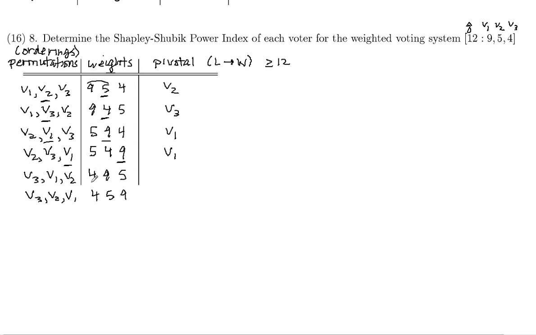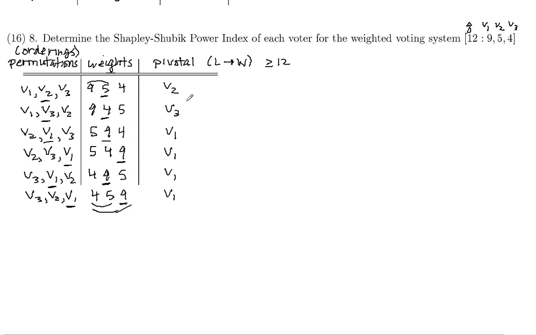4 is not enough to pass, but then 4 plus 9, if you add the first 2, you get 13. That is enough to pass. So those 9, which belong to voter 1, pushed it over. So voter 1 is pivotal. 4 is not enough to pass. 4 and 5 is 9, not enough to pass. So now 4 and 5 and 9 is 18. Those last 9 votes pushed it over. So voter 1 is pivotal.